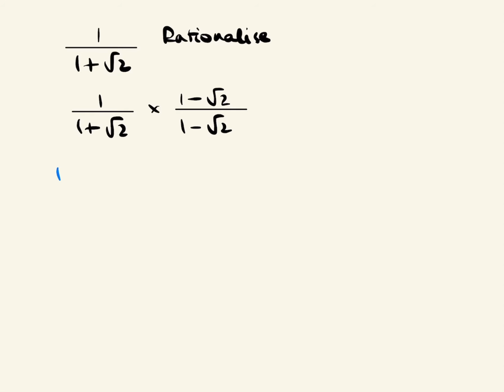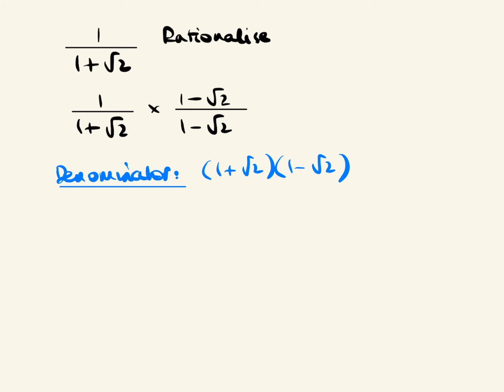Let's look first at the denominator. On the denominator, we have 1 plus square root 2 times 1 minus square root 2. And if we expand that, let's see what happens. Well, 1 times 1 is 1. And then we've got 1 times minus square root 2, which is minus square root 2. And then we've got plus square root 2 times 1, which is plus square root 2. And then we've got plus square root 2 times minus square root 2. So that's plus times a minus is a minus. And square root 2 times square root 2 is square root 4. And square root 4 is 2.